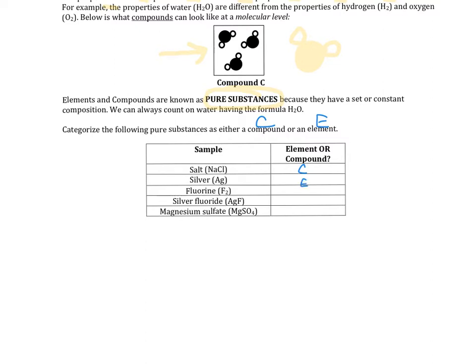Same thing with fluorine. Fluorine, if you look at what it is, it's F2. So it's only made up of F atoms, although it is a diatomic since I've got two bonded together, but it's still an element. Next, let's see silver fluoride, two different elements, Ag and F bonded together, that's a compound. And last, magnesium sulfate. I've got three different elements here. I've got Mg, which is magnesium, S for sulfur, and O for oxygen. I have four of them, so that's a compound.